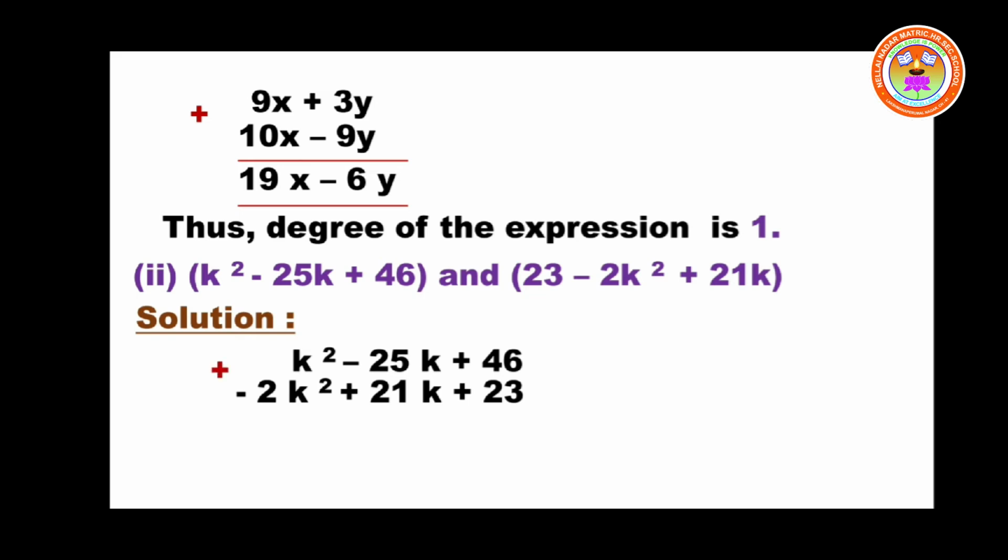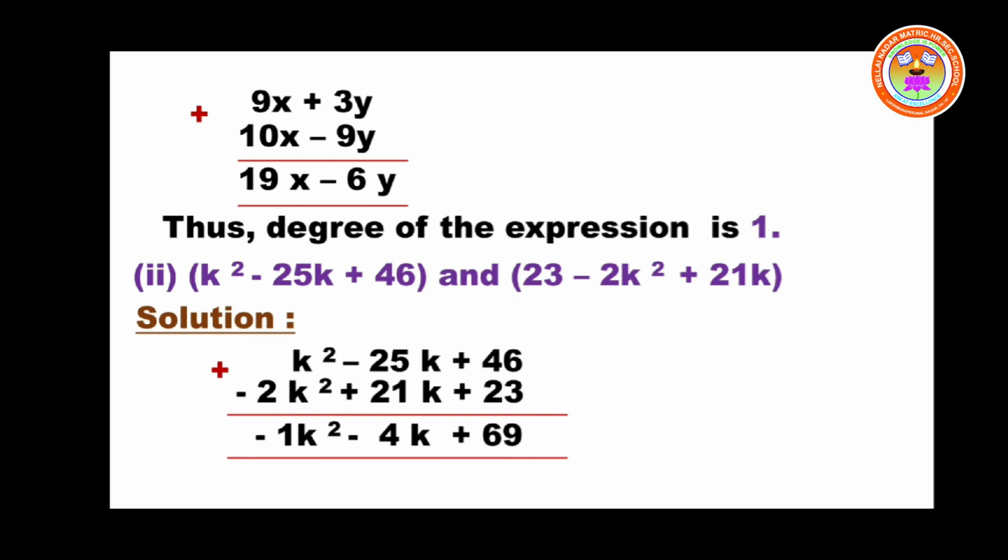Now I am going to add both expressions. k square minus 2k square: from 1 I subtract 2, so the answer is minus 1k square. Then minus 25 plus 21, when you subtract, you get minus 4k, because the greater number is 25, which has the negative sign. Then 46 and 23, when you add, give 69. So your answer is minus 1k square minus 4k plus 69.